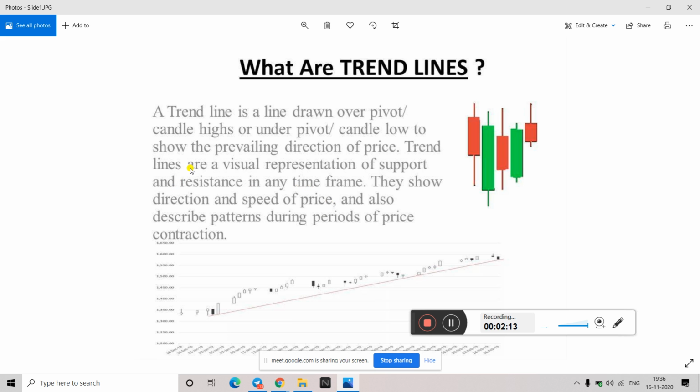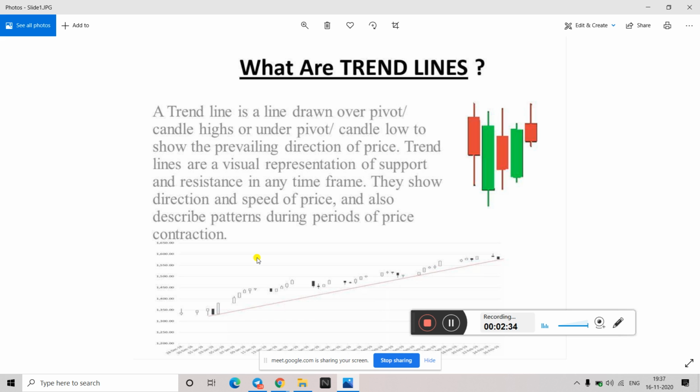We'll start with trend lines. Trend lines are nothing but somewhat diagonal lines which touch at some particular points, and based on that you can predict what will happen in the market. These trend lines give support, and they also give resistance.